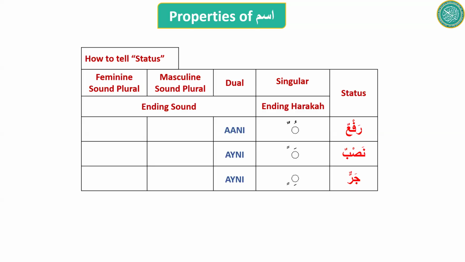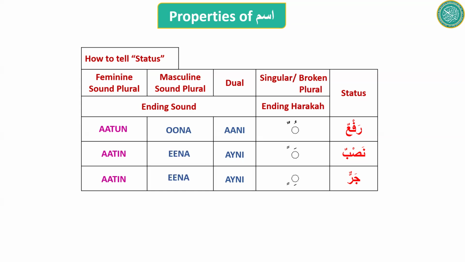For masculine sound plural, I'm using the term sound plural because you know that plurals are of two types, sound plural and broken plural. If it is a sound plural, the una sound means rafa. If the ending sound is ina, it could be nasab or jar. For feminine sound plural, if the ending sound is atun, then it's rafa. If it is atin, like muslimatin, then it is nasab or jar.